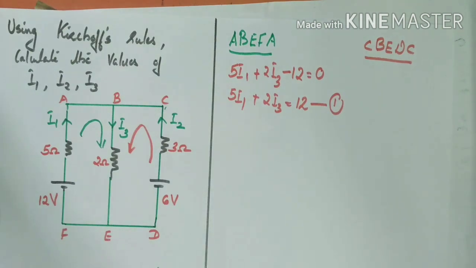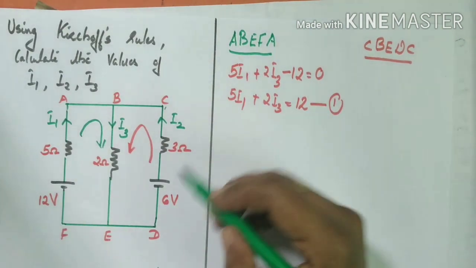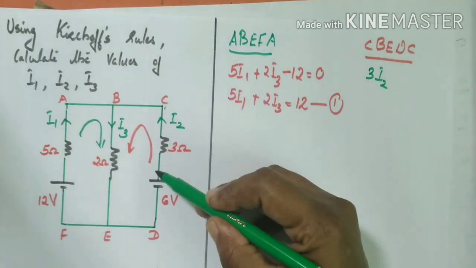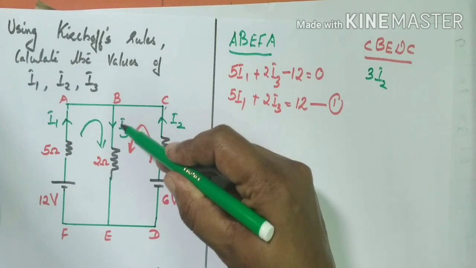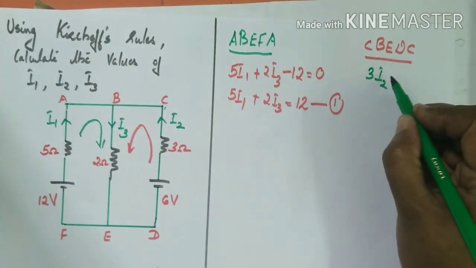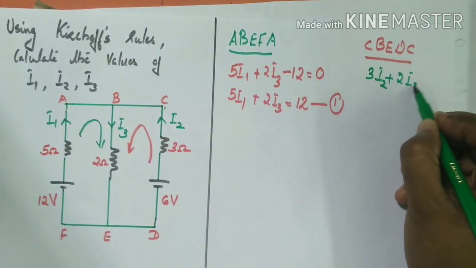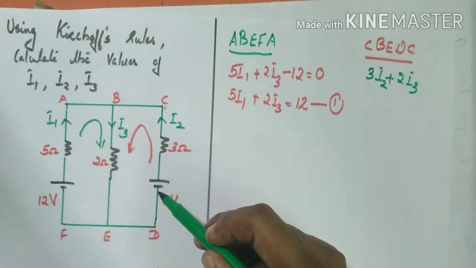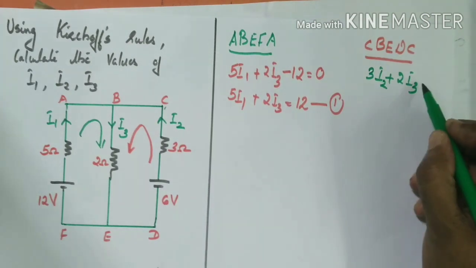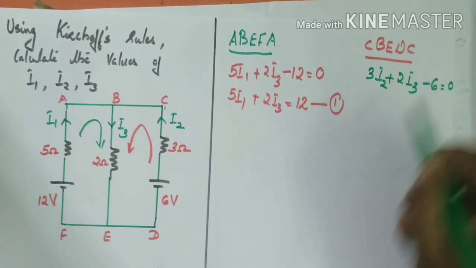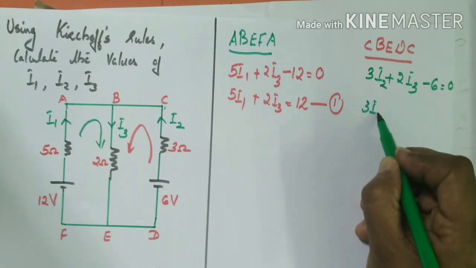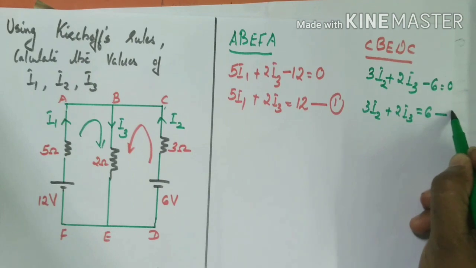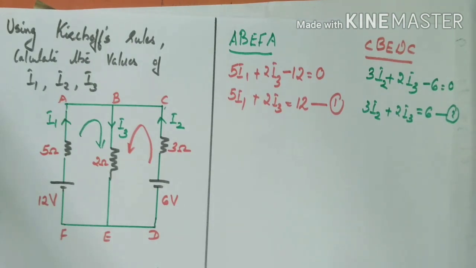Applying the loop rule, how will you apply it? That is 3I2, positive, same direction, therefore 3I2 is positive. Then it is plus 2I3. Here it is from negative to positive, from negative potential to positive potential, therefore minus 6 is equal to 0. Or rearranging, 3I2 plus 2I3 is equal to 6, that is the second equation.